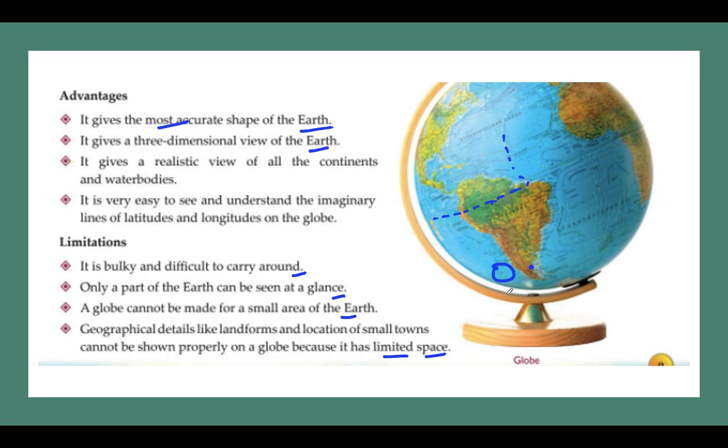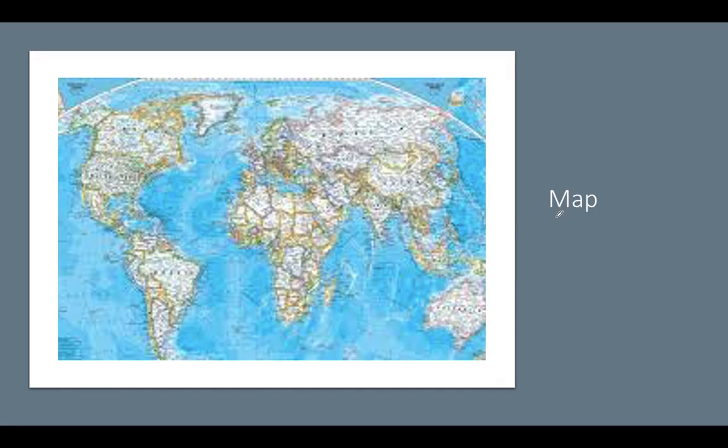Otherwise, these are the limitations: it is bulky, and if you see the entire earth then it's okay, but if you want to know about each and every part or small towns or any small parts in detail, then a globe is not suitable. Clear? Now the next one is the map.